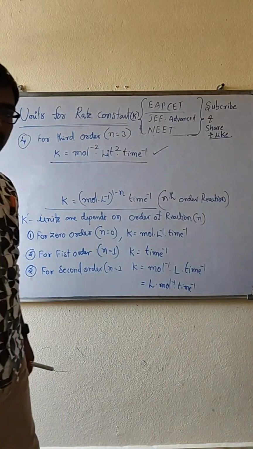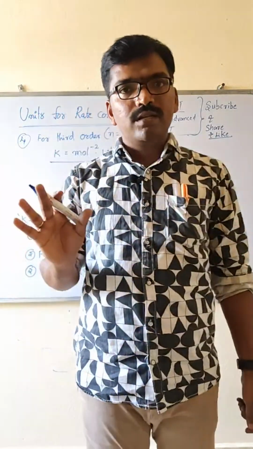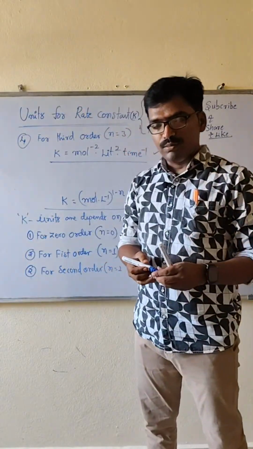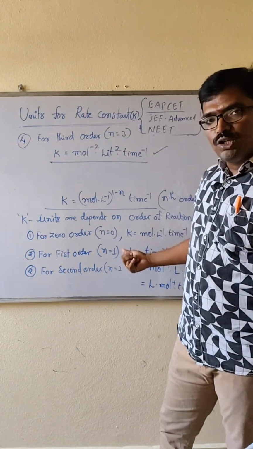So rate constant units depend upon the order of reaction. So order equals 0, then same.